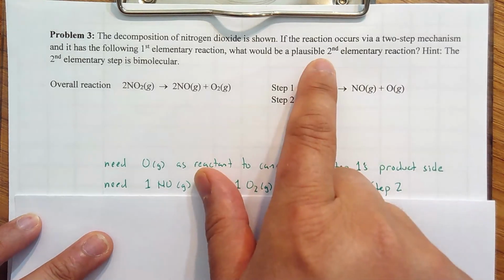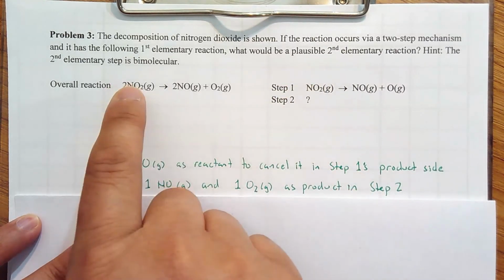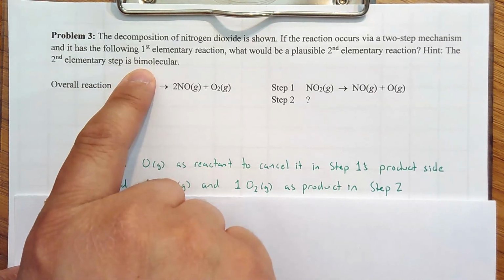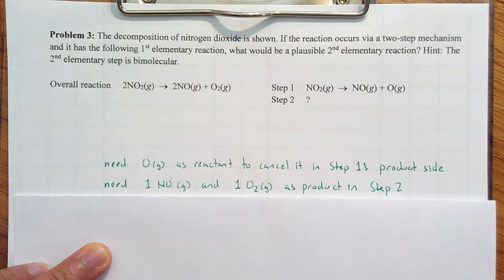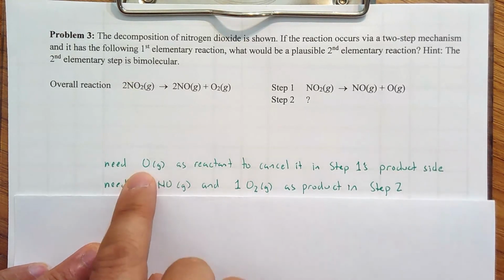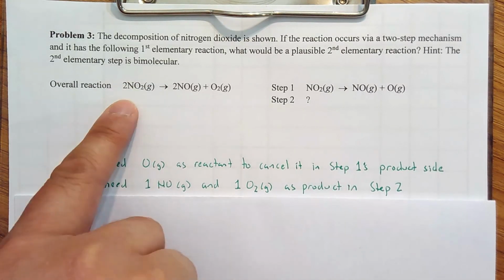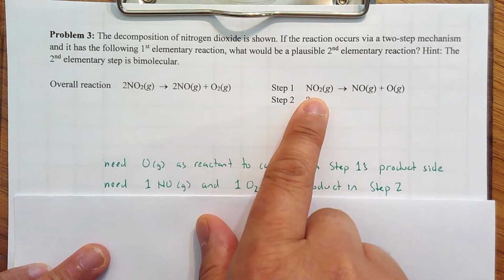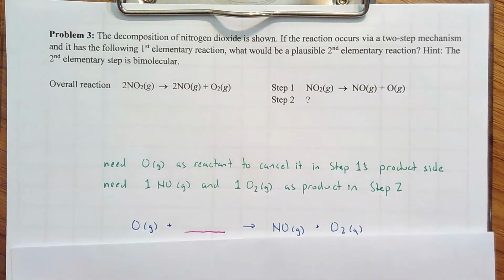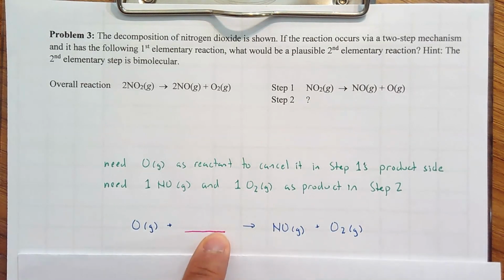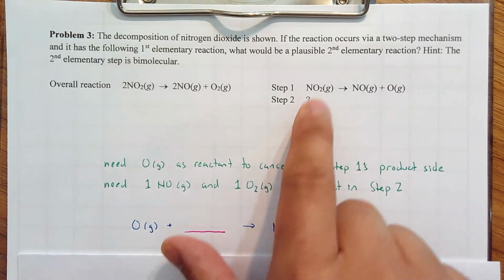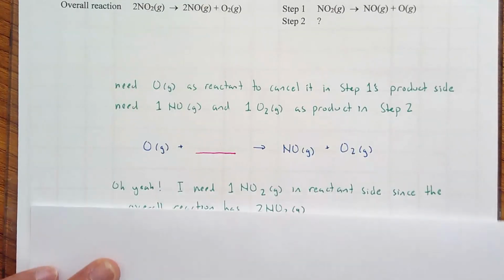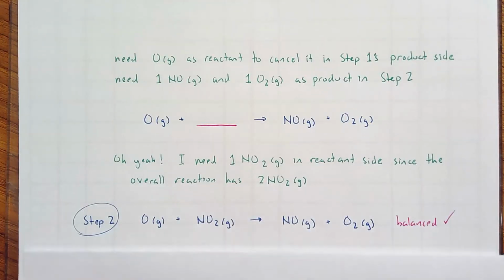But they gave us a hint that this elementary reaction, I say step here, but same thing as elementary reaction, is bimolecular. There has to be two things reacting. And I already have the O. See? I have 2 NO2 in the overall reaction. I've only taken care of one of them. So if you put everything together, I now realize that I need 2 NO2s, not just one. And that's your final answer.